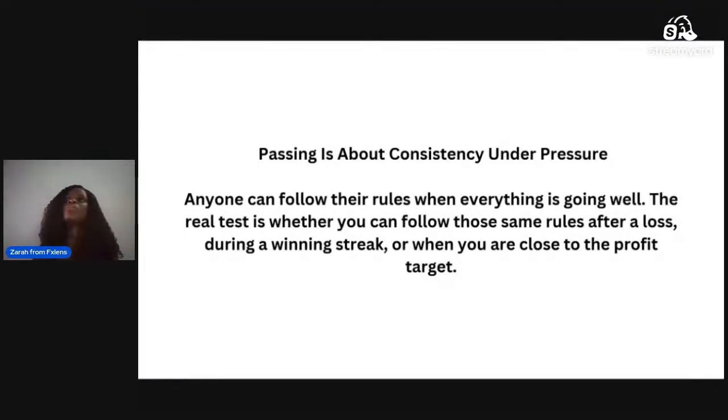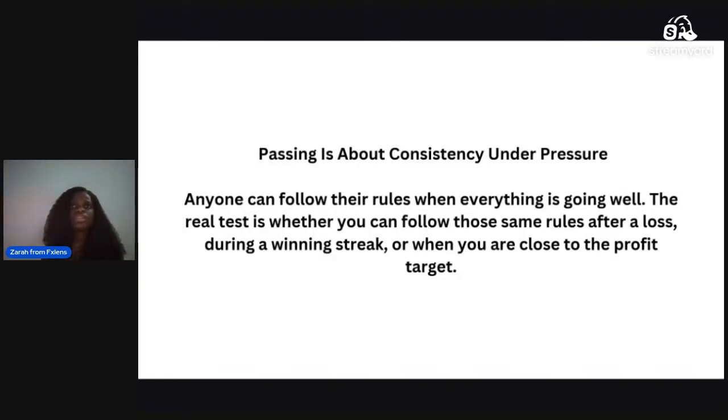But when it becomes a problem is when the rules stop working, when you get into losing streaks, when you start having losses, you now start wondering, oh, these my rules, are they still working? Do I need to change it? Do I need to adjust this? That is when it gets difficult. Now, you need to be able to stay consistent with your rules even when it's not working.